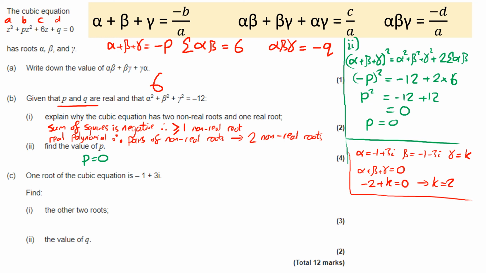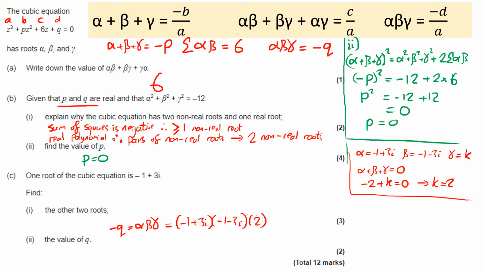Really not a lot of work you need to do for these marks, is it? And lastly, we need to find the value of q. So q is equal to, or rather minus q is equal to alpha, beta, gamma. So that's going to be equal to -1 plus 3i, -1 minus 3i, and then times by our k, which was 2.